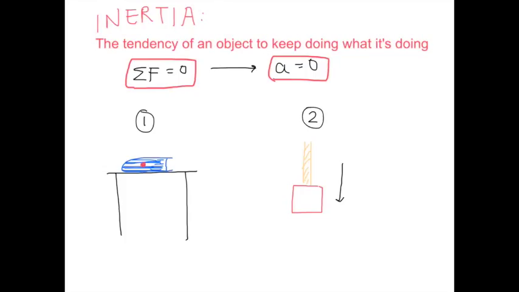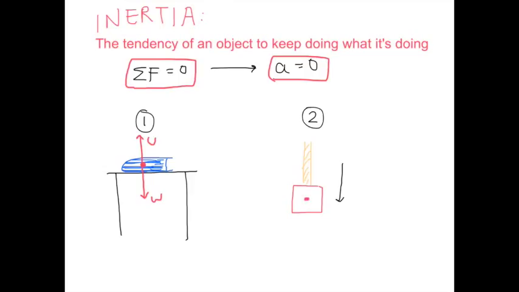If we want to label a free body diagram, we can see that the book's weight is pushing downwards. This upward force from the table is balancing it out. That's what keeps the book still. Inertia also functions in situations with constant velocity, again where the net force equals zero.